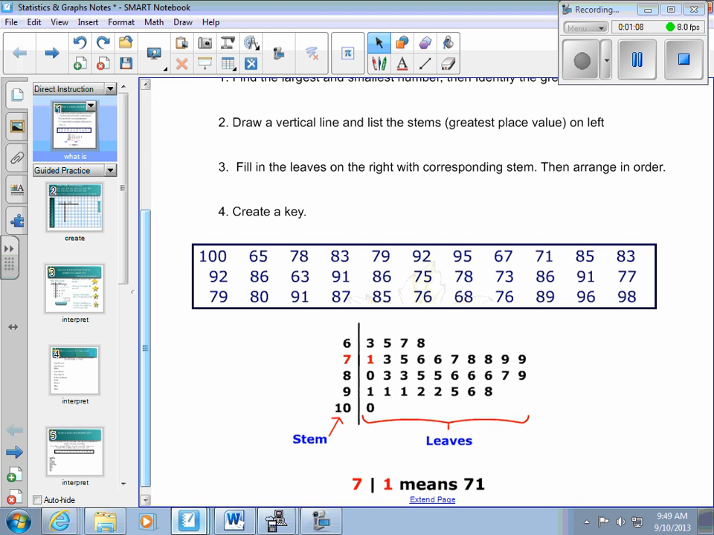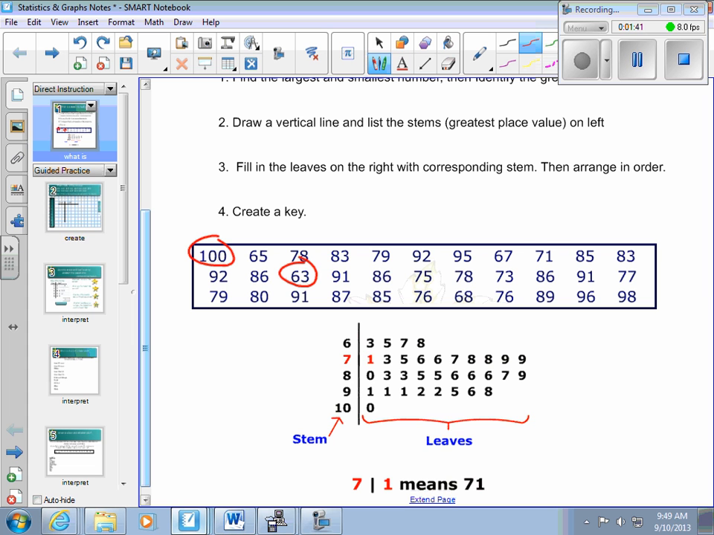We have a bunch of data in this table where each number has a tens place and a ones place. The one exception being 100 over here would have a hundreds place. So when you're creating a stem and leaf, we just did step 1, identify the greatest and lowest. So 100's the greatest. It appears that our smallest number here is, I believe, 63.